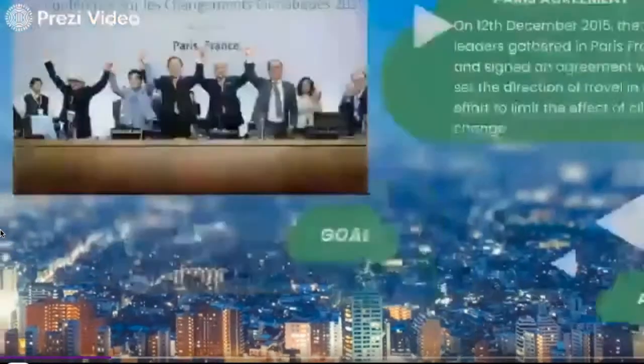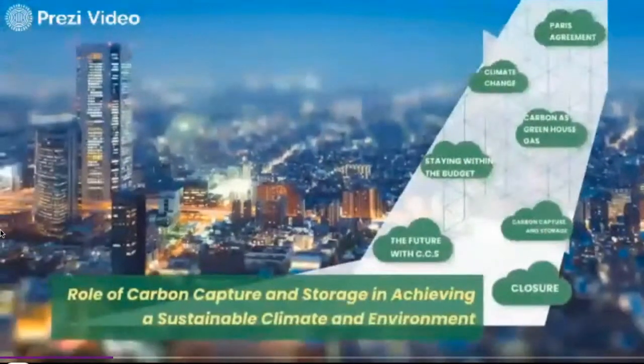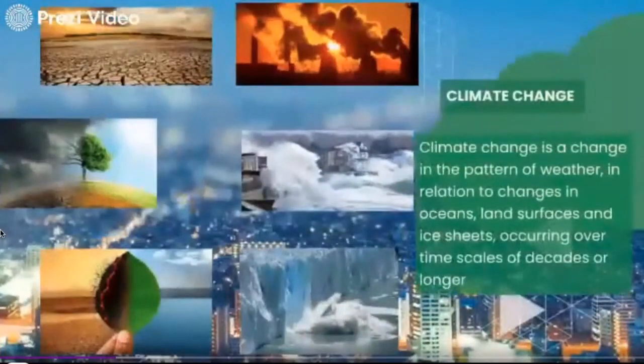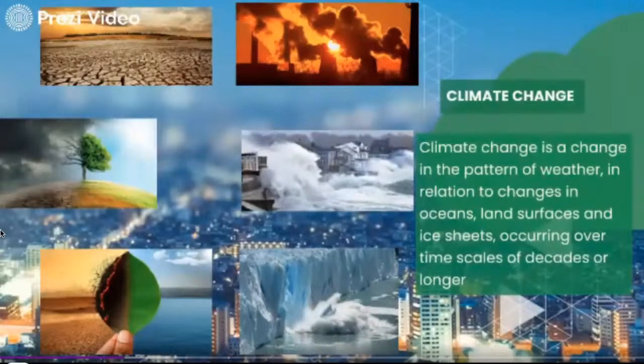Moving ahead from this, we ask ourselves, what is climate change? Climate change, as we all know, is a change in the pattern of the weather in relation to changes in the ocean, land surface, and the ice sheet, occurring over a time scale of decades or longer. We already know the effects of this climate change. We know about global warming, we know about the heat waves, we know about the increase in tsunamis, increase in flooding, the melting of the glaciers, we know about the dryness of the land, vegetations are not going well. So this is actually the effect of climate change.